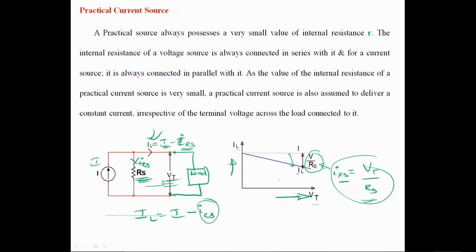Therefore your practical current source graph would be like this. If you draw a graph between the terminal voltage versus the load current, in case of a practical current source, it droops like this. So this is about the practical current source.